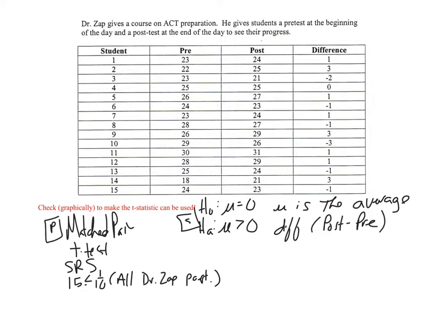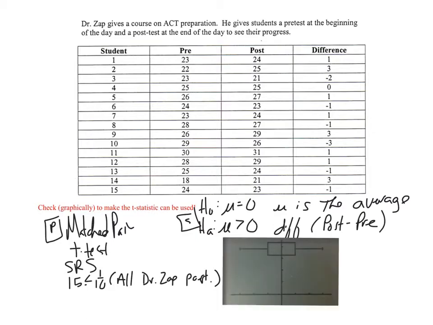It's only 15. So we have to do a graphical check. And let me do a modified box plot real quick. I'm going to put the differences in my calculator. I'm going to put them into list 1 and then make a modified box plot of that. Okay, so I made the modified box plot. You can see that there are no outliers.